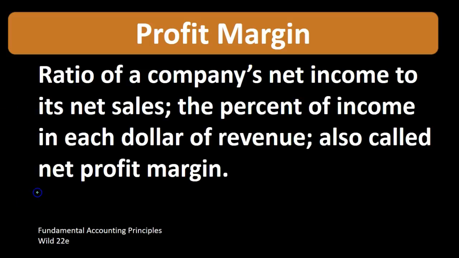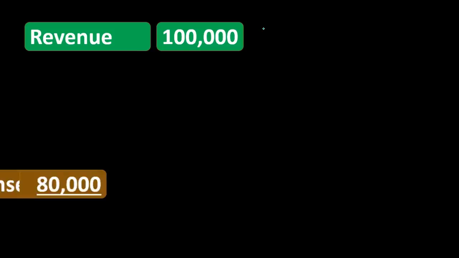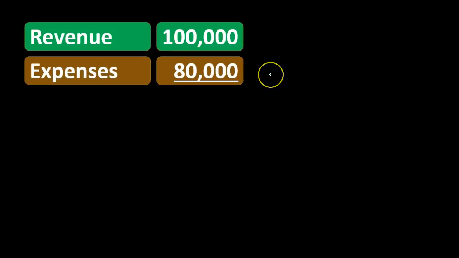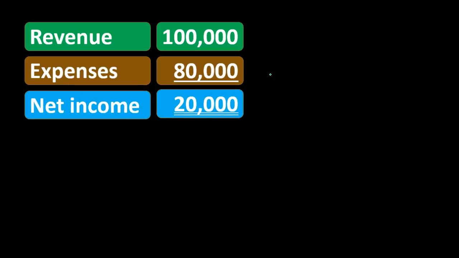Let's take a look at an example. If we were to think of revenue as being 100,000, generated over a time frame, and total expenses being 80,000, then we would calculate the net income of revenue minus expenses at 20,000 in this case. The profit margin then would be the comparison of the net income to the revenue.